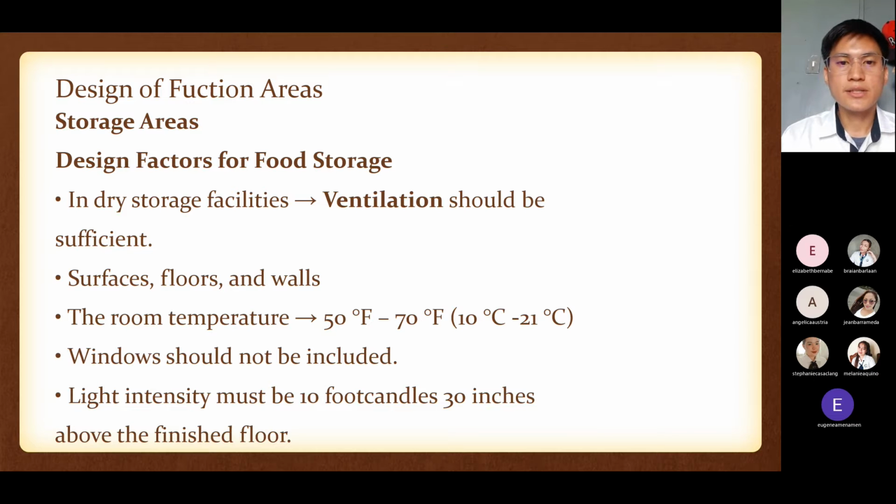So design of function areas, storage area design factors for food storage in dry storage. Ventilation should be efficient, kasi this is the most important in the design areas. Surfaces, floors, and walls must be infection-resistant. The room temperature should range from 50 Fahrenheit to 70 Fahrenheit, or 10 degrees Celsius to 21 degrees Celsius. Windows should not be included. Light intensity must be 10-foot candles at 30 inches above the finished floor.